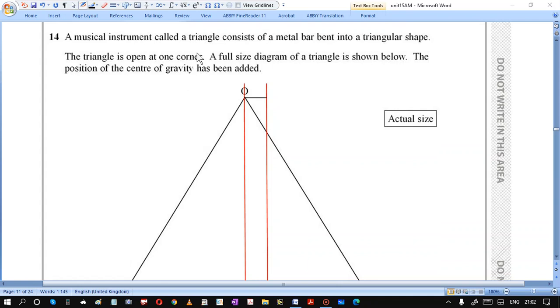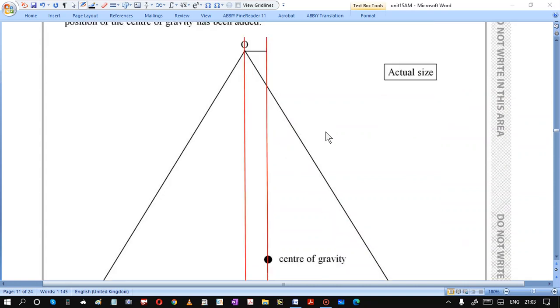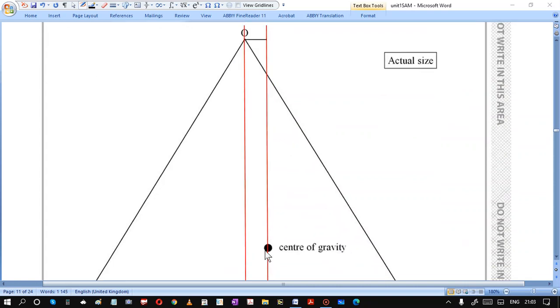A musical instrument called a triangle consists of a metal bar bent into a triangular shape. The triangle is open at one corner. A full-size diagram of the triangle is shown below. The position of the center of gravity has been added. So, center of gravity, perpendicular distance.